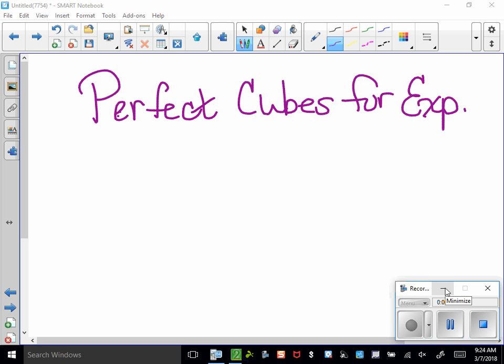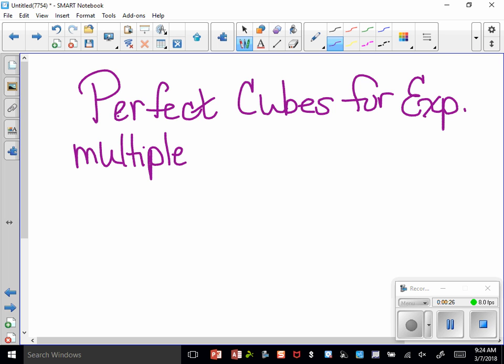Our lesson is going to be on cube roots today, and so there is a different rule for perfect cubes when you're talking about exponents. Just like when we did exponents with just a square root, we said it had to be a multiple of 2. So a cube root would have to be a multiple of 3.